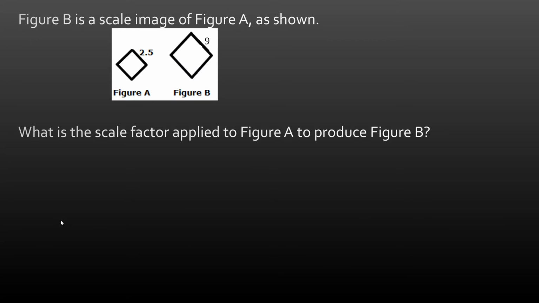Alright, first question. So we have a figure B that is a scale image of figure A as shown. What is the scale factor applied to figure A to produce figure B? Alright, so for scale factor, remember all we need to do is put our new image over our old image. Okay, so figure B is our scaled image, which makes figure B our new image. So new is going to be 9, and old is going to be A, and that's 2.5.